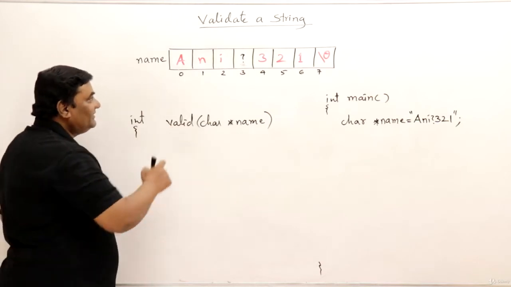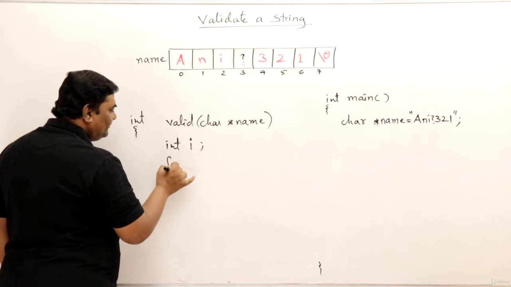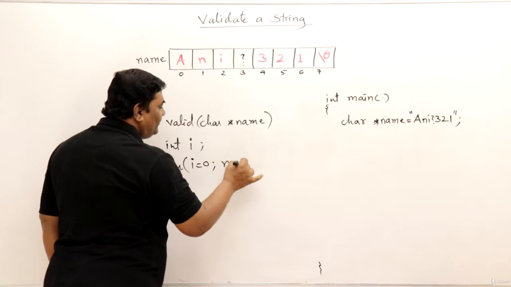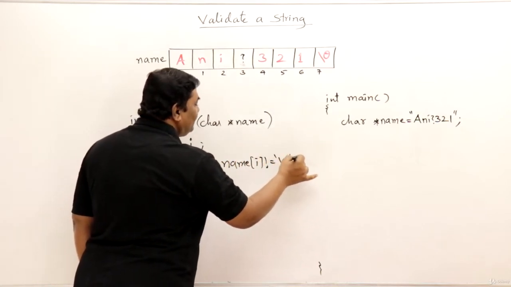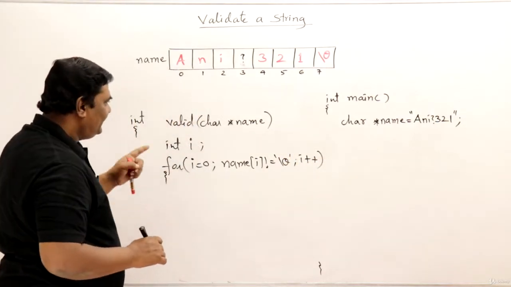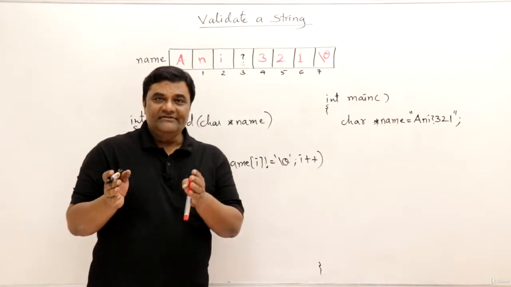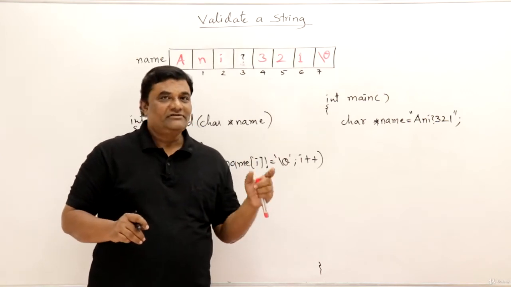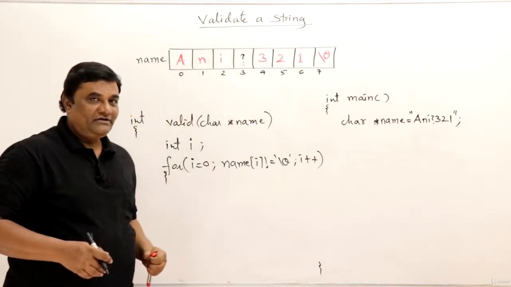Then what do I have to do in this one? I should scan through this string. So for that, I will take a variable i, and using a for loop, I will scan through this. For i assign 0, and as long as name of i is not equal to the null character, continue i++. Then each time I should check whether an alphabet is valid or not. For being valid, it should be within a range of capital letters, small letters or numbers. If it is not, then it is invalid. So here I will write the conditions.